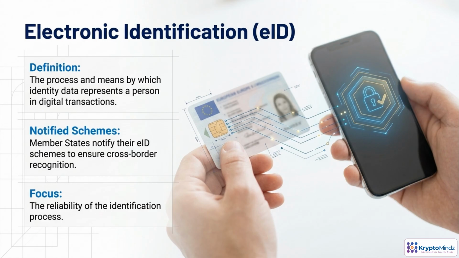Electronic identification, or eID, is simply how a person is represented in digital form, so systems can reliably know who they're dealing with. Under eIDAS, each EU country can notify its national eID scheme, so others must recognize it for cross-border services. The core idea is reliability, strong, predictable identification for important online transactions.